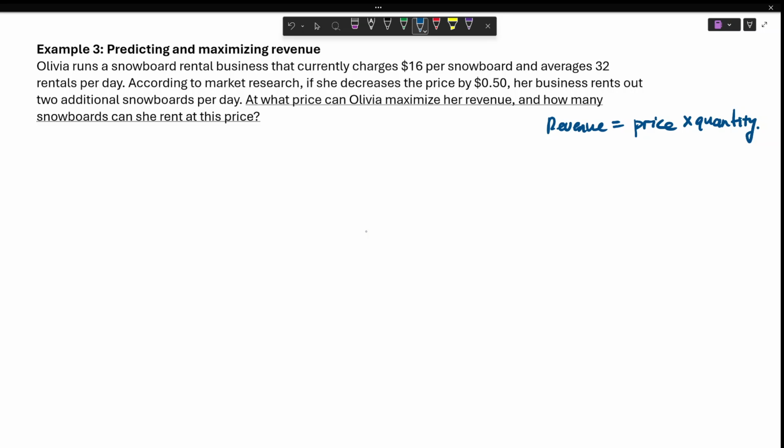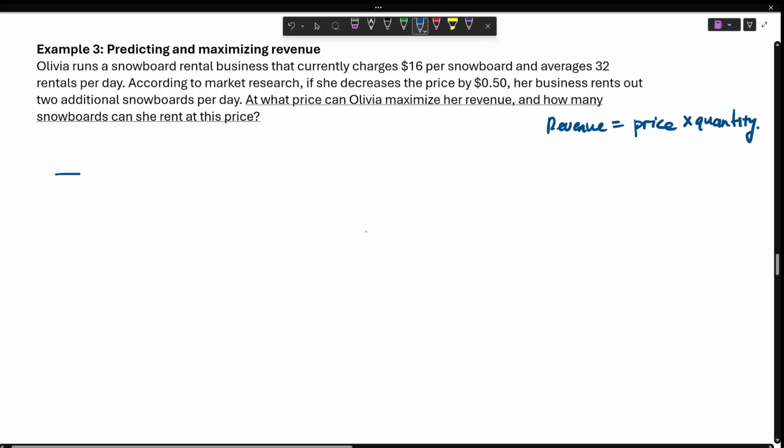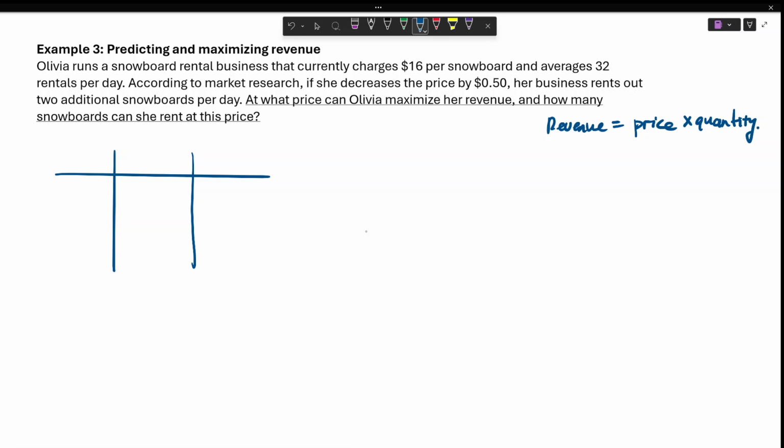Okay, so in this question, it says that Olivia runs a snowboard rental business that currently charges $16 per snowboard rental. And on average, she gets 32 rentals per day. Let's actually write that out, maybe in a table. So currently the price, let's call that P, is 16. And the quantity Q is 32.